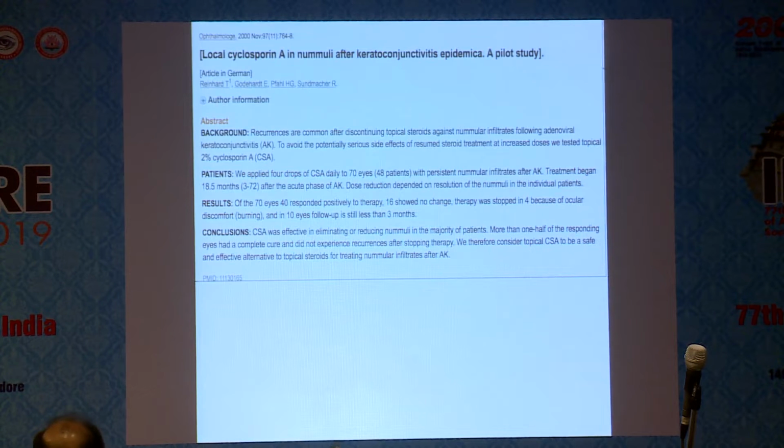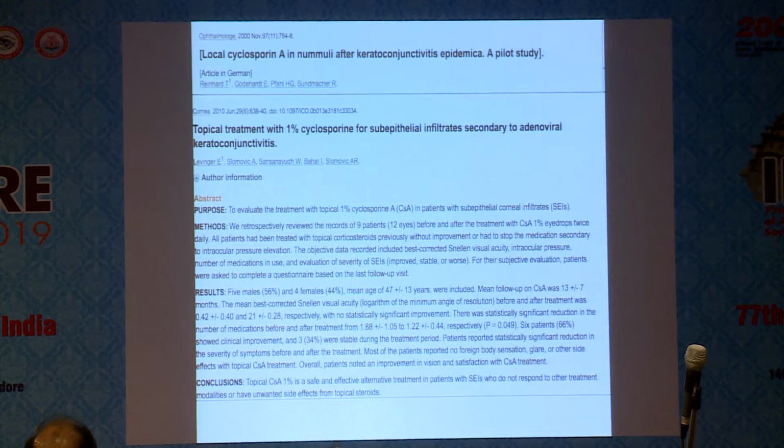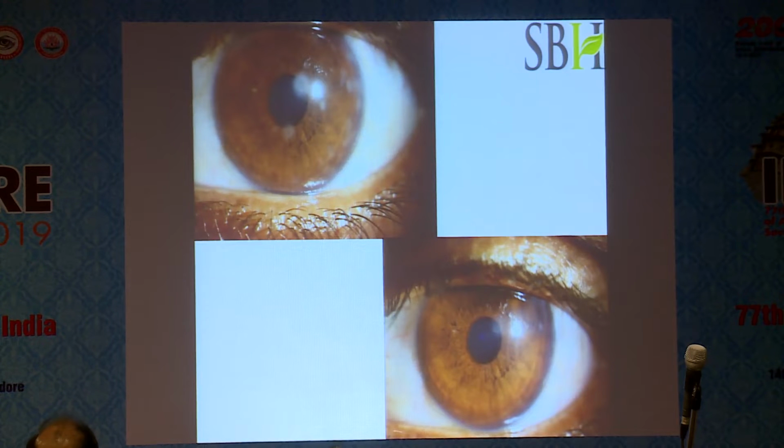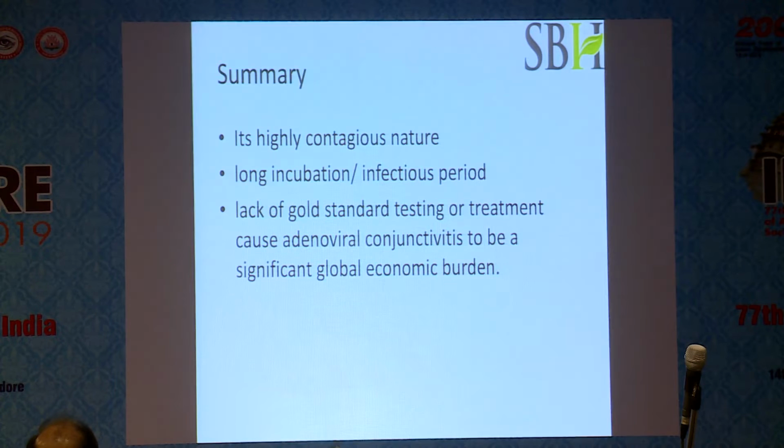So to prevent these recurrences and the steroid-dependent side effects, nowadays cyclosporine and tacrolimus drugs are used. We are also finding very good results with cyclosporine eye drops, especially in cases where recurrence is common. So to summarize, adenoviral conjunctivitis is highly contagious, with a long incubation and infectious period. We don't have any gold standard testing or treatment, which makes adenoviral conjunctivitis a significant global economic burden.